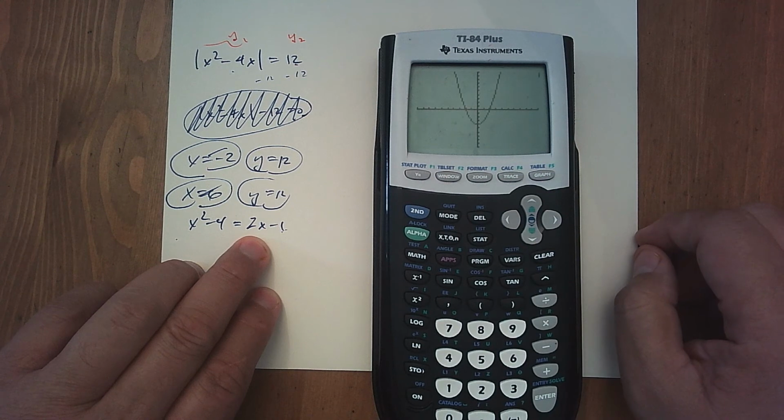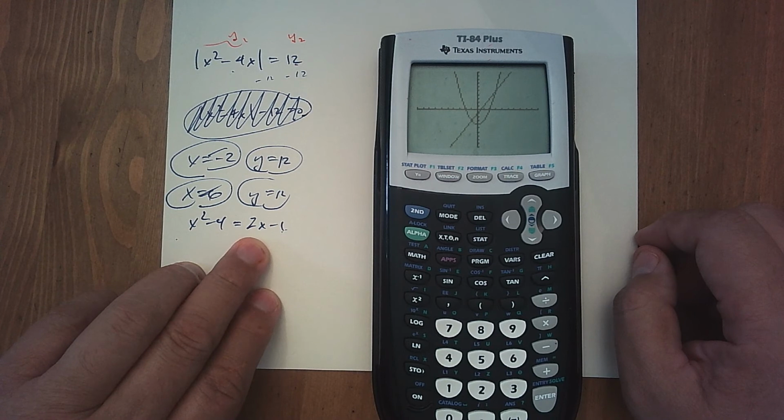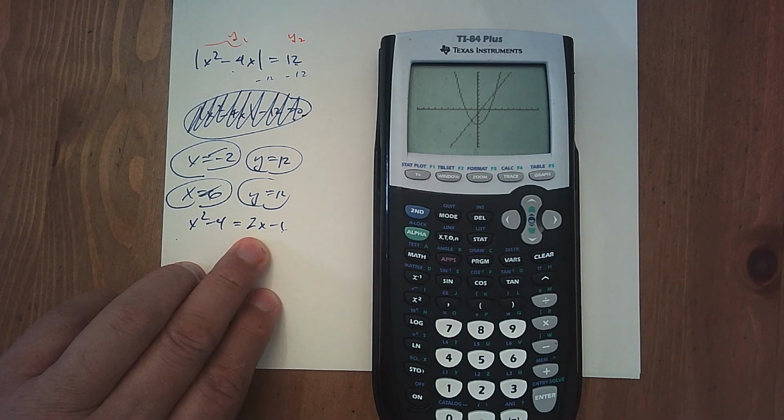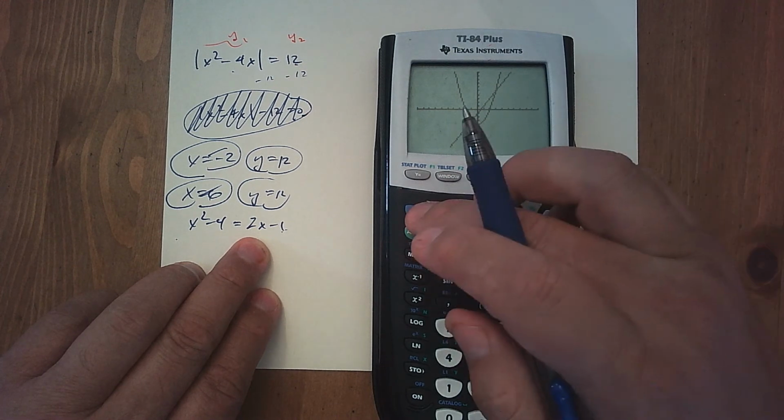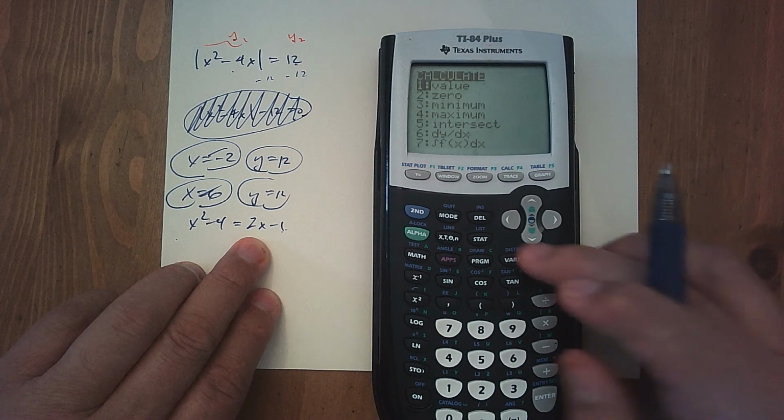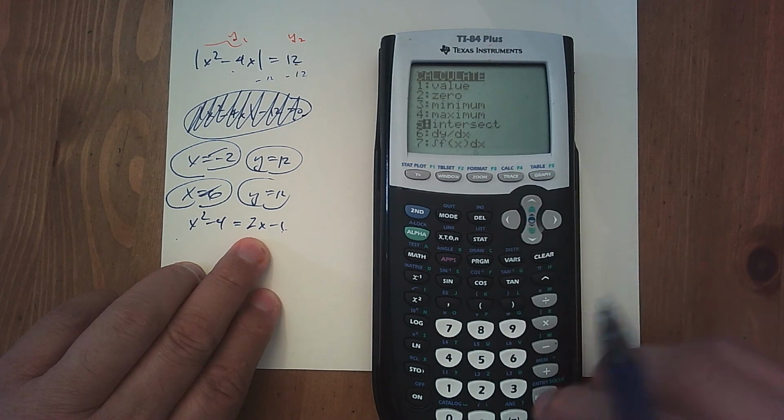Here's the graph. So there's the parabola, x squared minus 4. And there's the line, 2x minus 1. We can clearly see we have two solution points, right? There's two intersection points. So let's go find them. So second calc, right? We're going to calculate an intersection.